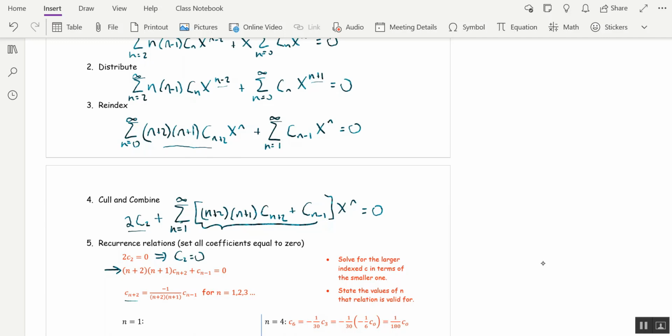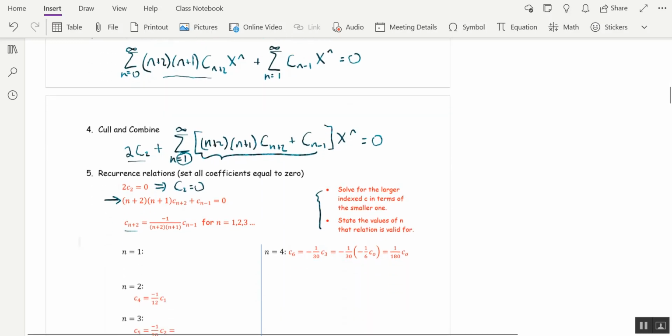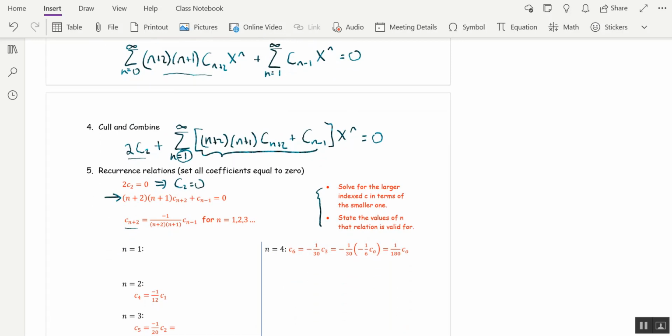So that's going to be valid for wherever your infinite series starts. In this case, it starts at 1. And that's my recurrence relation. So I've got those little hints right here. Now we just start plugging in. When n is 1, so I'm going to plug into this formula, when n is 1, I get C3 equals negative 1 over 6 C naught.